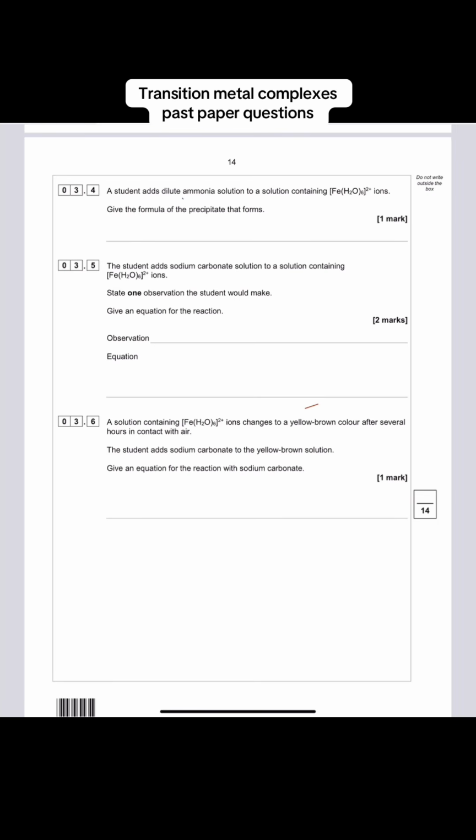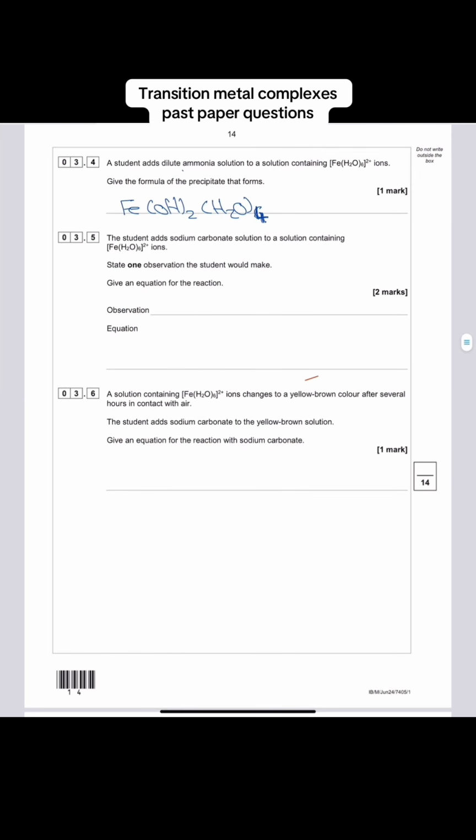So here we know that if you add dilute ammonia to the iron 2 plus, or even concentrated ammonia, or if you add OH, either dilute or concentrated, you're going to end up with the same product, which is the iron hydroxide. So the precipitate formed here is going to be Fe(OH)2, this is the iron 2 plus, and H2O4. So basically, it donated 2 protons from 2 of the water molecules. And this is a green precipitate, as we know.